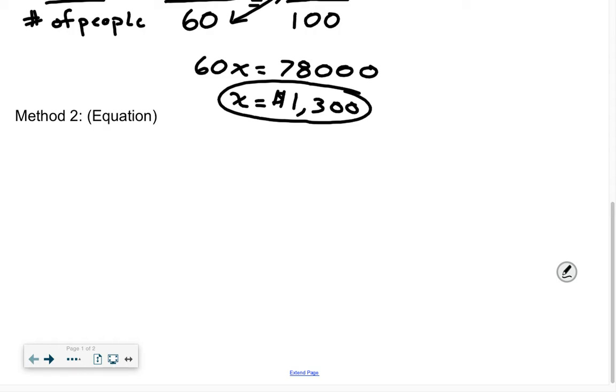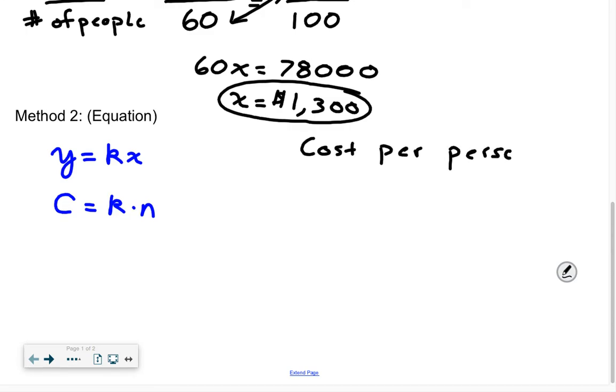Now I want to talk about method number two using the equation real quickly. Recall the equation is y is equal to some k times x. So understand for this scenario, the role of y is now the cost, and the number of people that we have is now playing the role of x. Now what we really want to find here is the cost per person. Because if we know how much we charge per person, then obviously we just have to take that amount and times it by however many people are going to show up. So how do we find that?